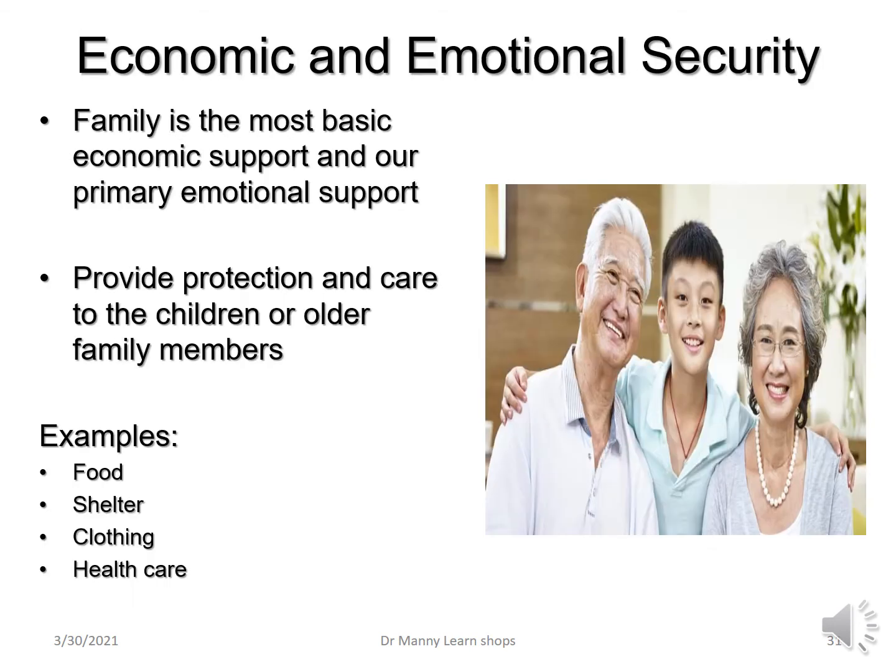Then you've got economic and emotional security. Family is the most basic economic support and our primary emotional support. It provides protection and care to children or older family members. Examples that are important are for food, shelter, clothing and healthcare.